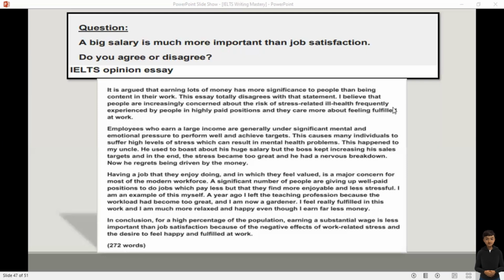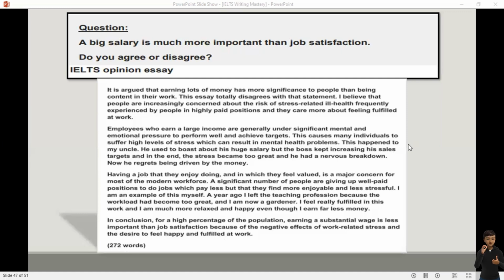What we are going to do, we are going to describe idea 1, stress related ill health, in body 1, and feeling fulfilled at work in body 2. And then we are going to summarize both the ideas in the conclusion. So let's look at body 1. Employees who earn a large income are generally under significant mental and emotional pressure to perform well and achieve targets. This causes many individuals to suffer high levels of stress, which can result in mental health problems.